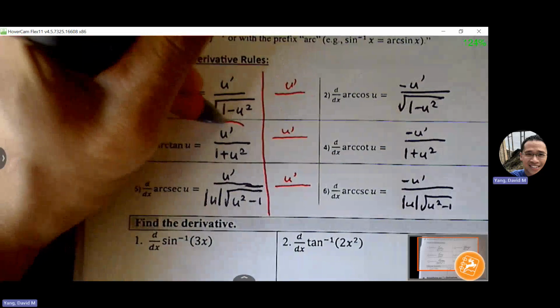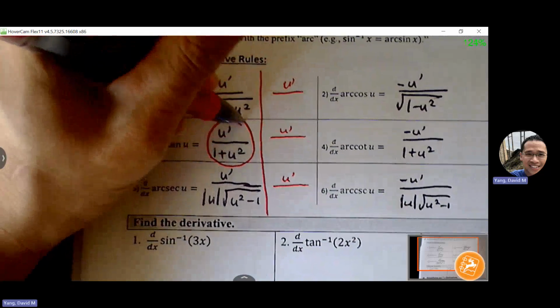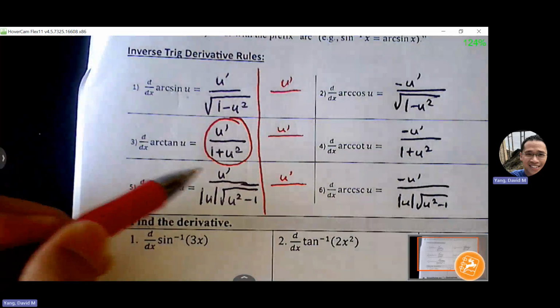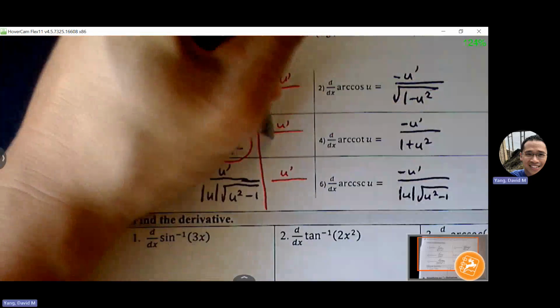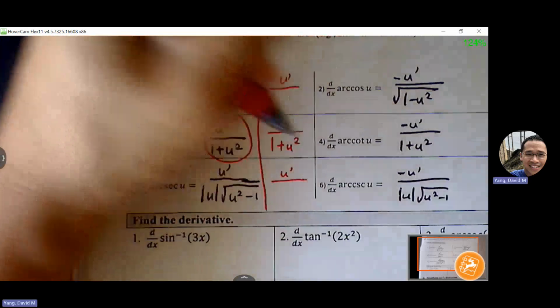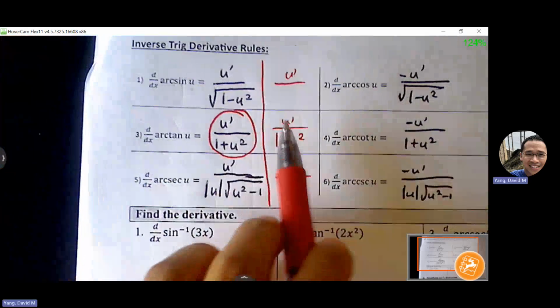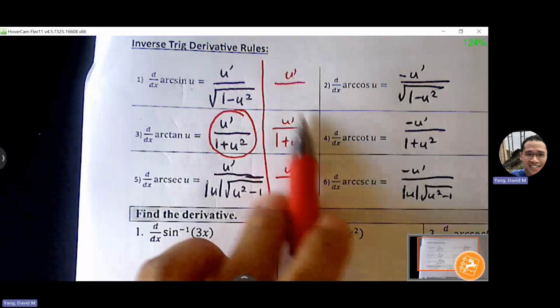So if we can memorize this middle one, then we just build off the other ones. If we can memorize that arctangent, that's the easiest one. No square roots, no minus sign. It's just 1 plus u squared, or u squared plus 1. The order doesn't matter. Now, that's the easiest one.